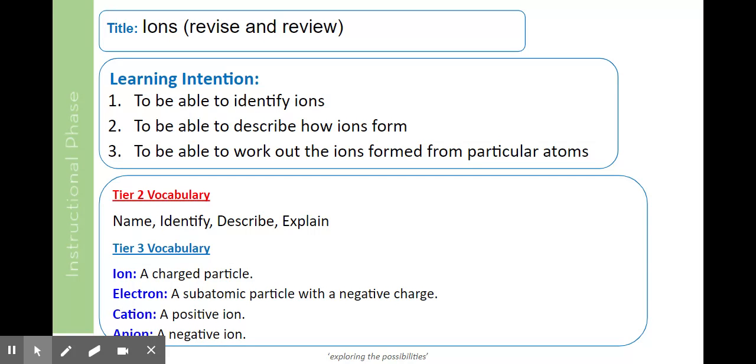So keywords: an ion is a charged particle. An electron is a subatomic particle with a negative charge. Subatomic means part of the atom. So remember, the electron is that really small, negatively charged particle within the atom. A cation is a positive ion, and an anion is a negative ion.